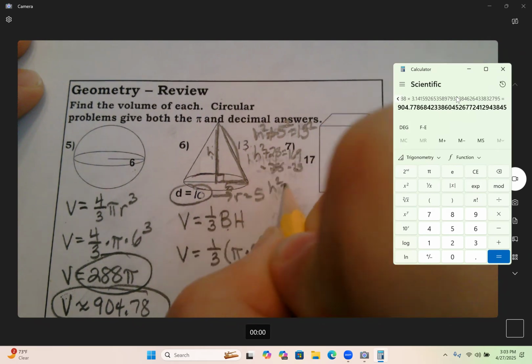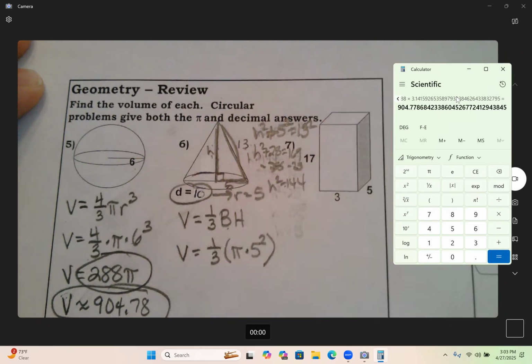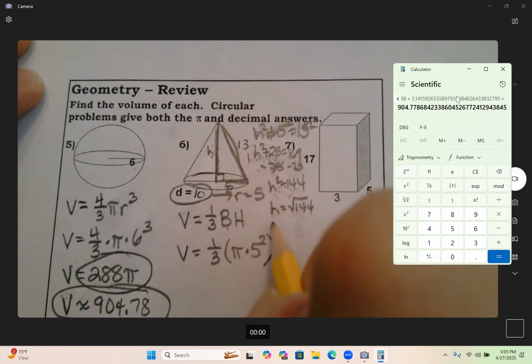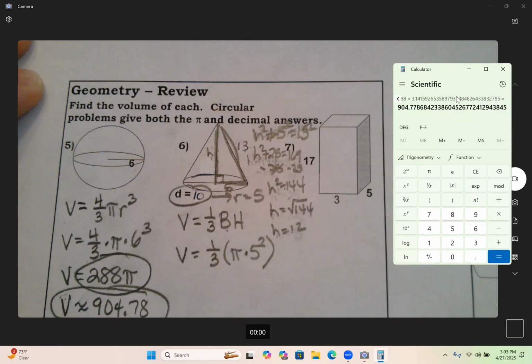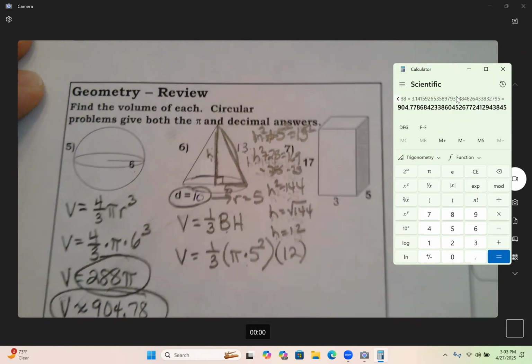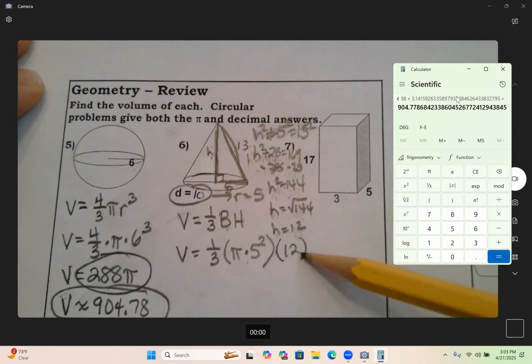So h squared equals 144. And now I'm going to take the square root of 144. So the height is 12. So now 1/3 area of the base, and then the height is 12. That's what goes there for this height right here.